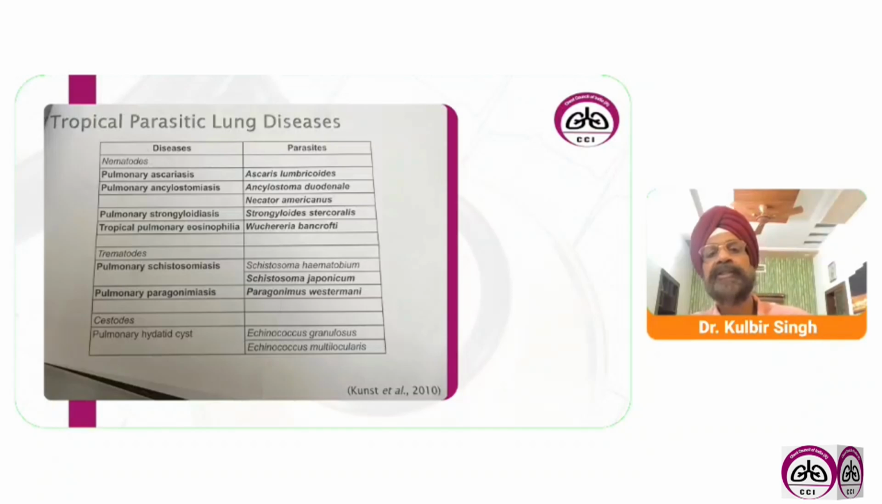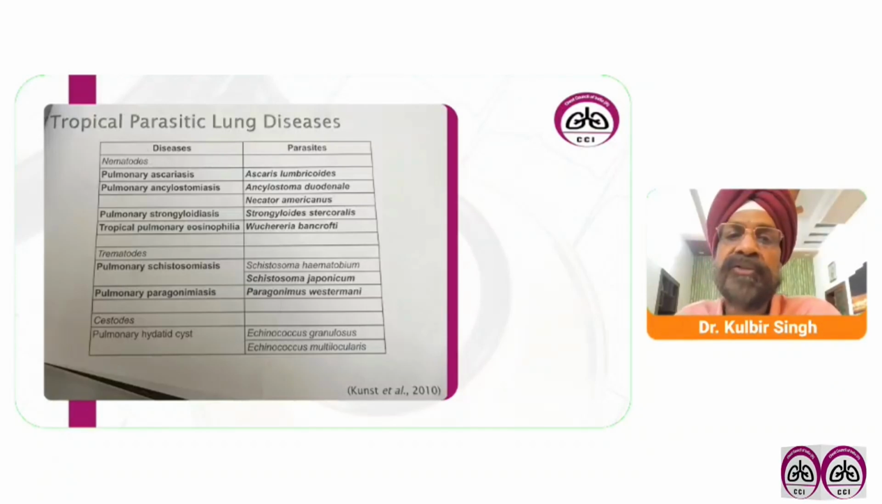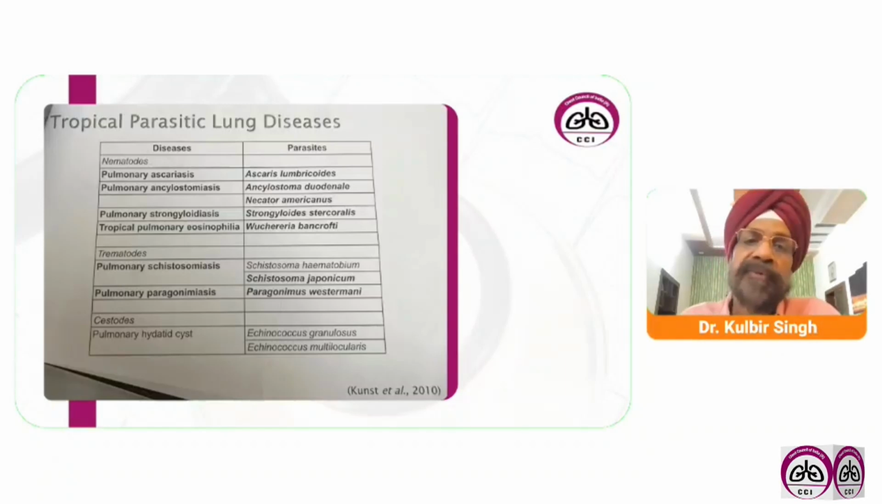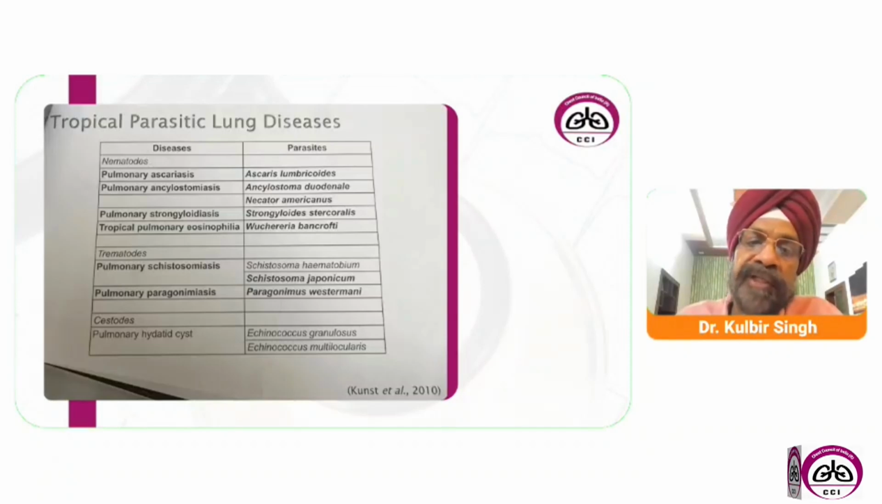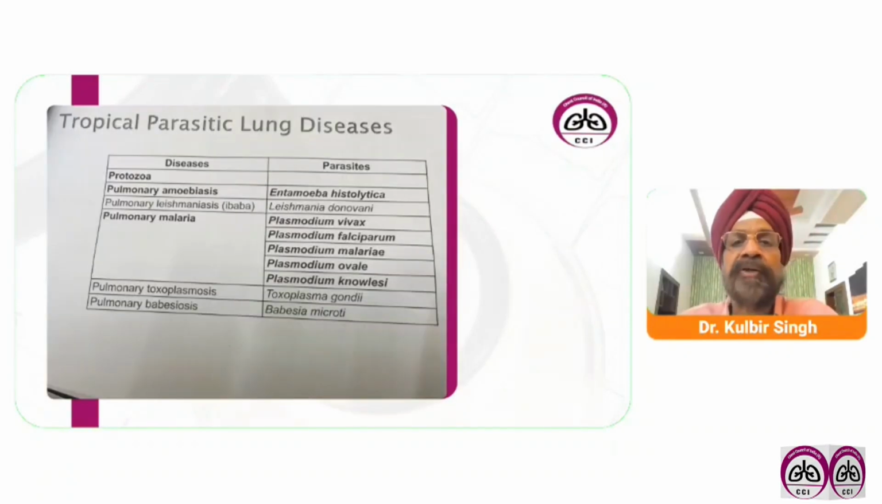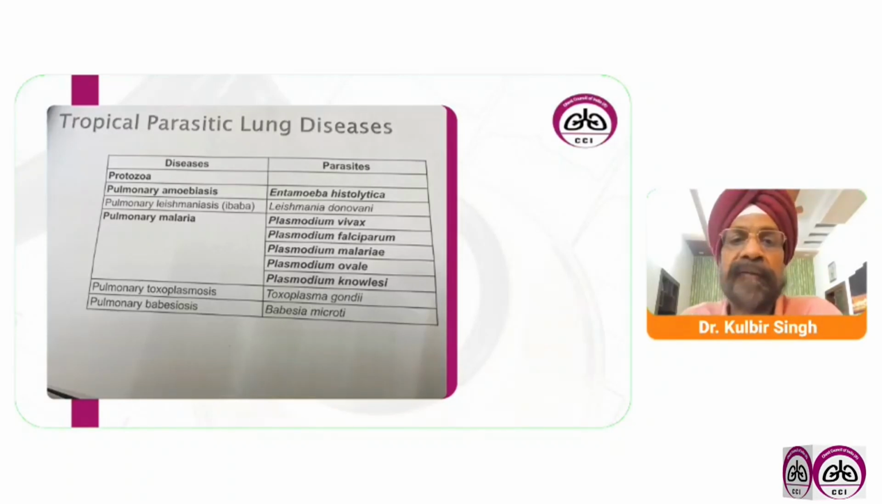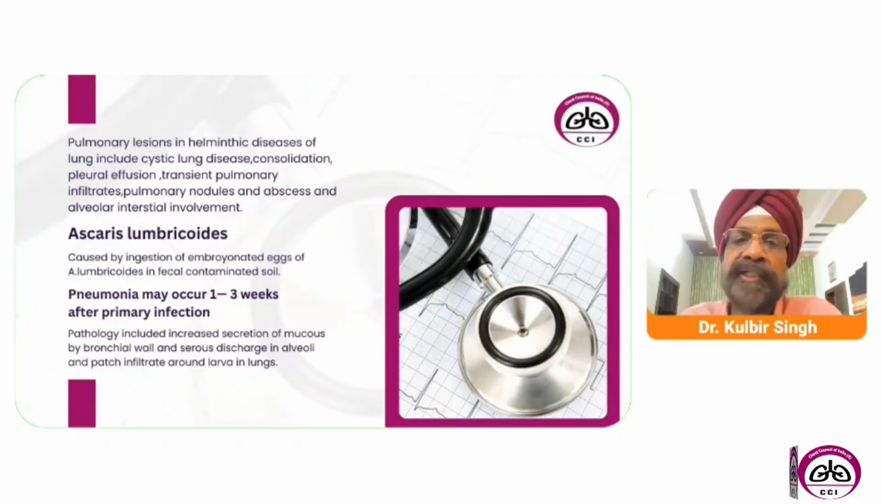Tropical parasitic lung disease includes mainly nematodes, trematodes, and cestodes. In nematodes, usually pulmonary ascariasis, pulmonary ankylostomiasis, pulmonary strongyloidiasis, and tropical pulmonary eosinophilia are seen. In trematodes, pulmonary schistosomiasis and pulmonary paragonimiasis, and in cestodes, pulmonary hydatid cysts are common. Tropical parasitic lung diseases will be discussed separately. Loeffler syndrome will be discussed in later slides.